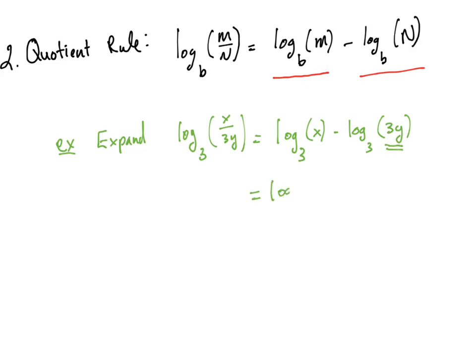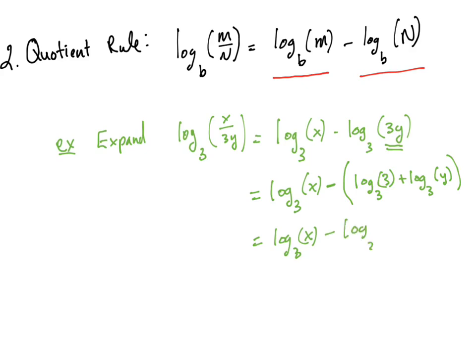We've expanded it one step, but we notice that this is still a product, 3y. So we could expand that second log expression. I'm going to subtract, and we need to be careful here because we're subtracting this entire term, so we want to write it in parentheses: log base 3 of 3 plus log base 3 of y. We can distribute the negative sign through to ultimately end up with log base 3 of x minus log base 3 of 3 minus log base 3 of y.